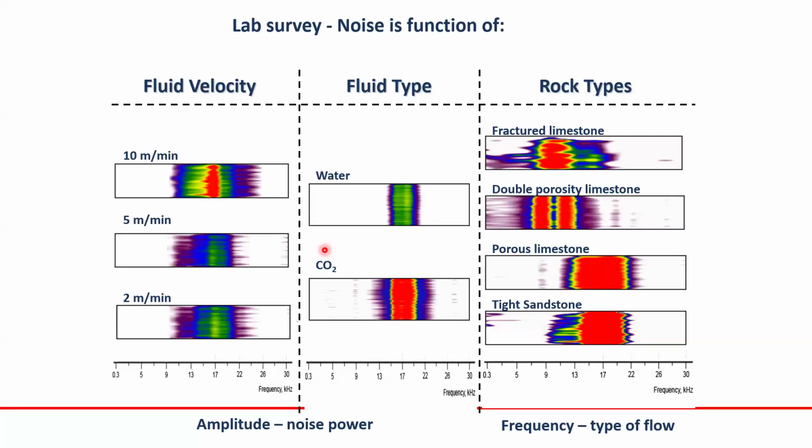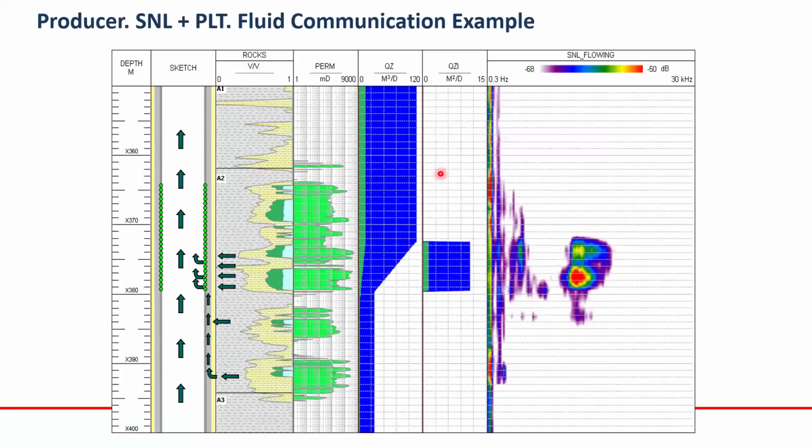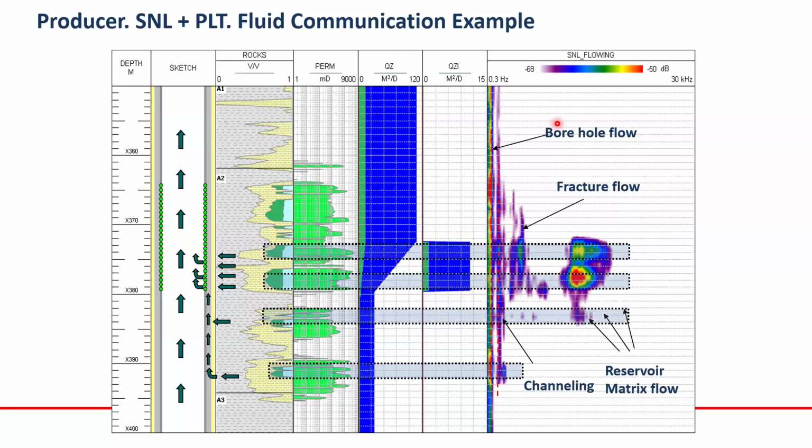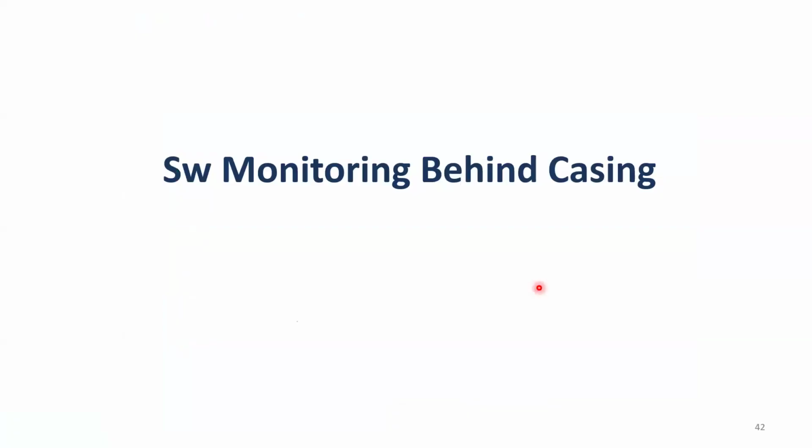Okay, as you see here, this is a fluid communication example. We have all this formation, and we have a channel behind the casing, and the fluid comes to here. This one shows that we have a channel behind the casing. And here is how to interpret it: borehole flow, fracture flow, and this is reservoir matrix flow, and there is a channel here. Okay, any questions before we go to the second one?